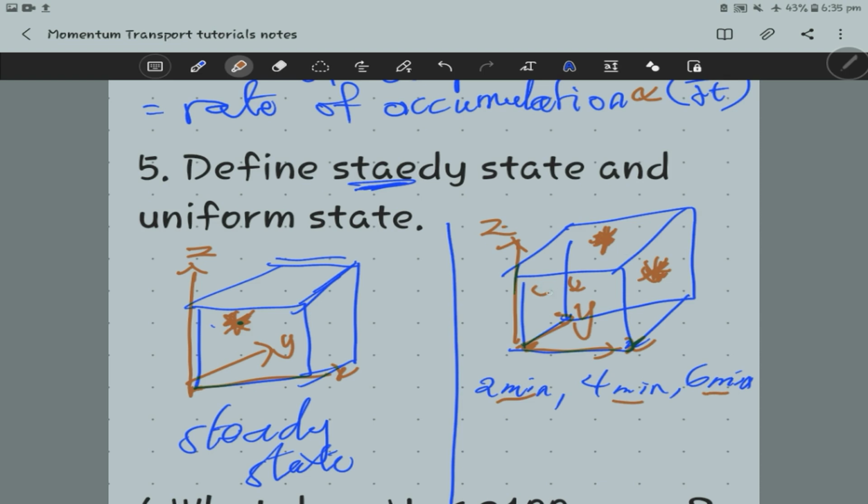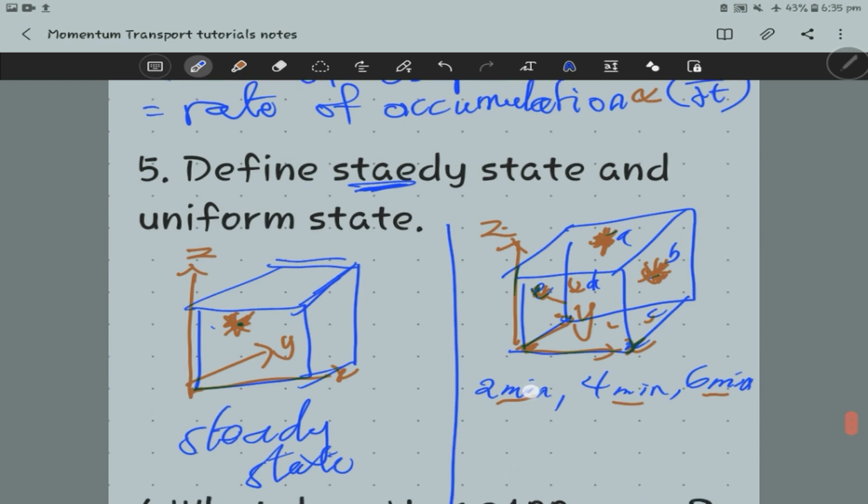And even if I pick any point, here's A, here's B, here's C, here's D, and then here's E. At any point, the quantities at this point are equal, they are the same. So that's what we see, a uniform state, right? So that's what we're talking about here.